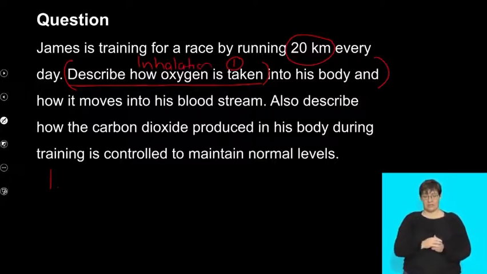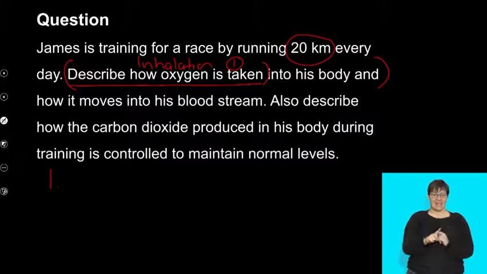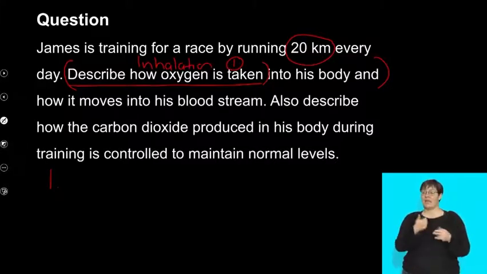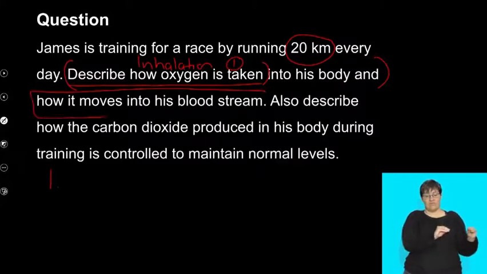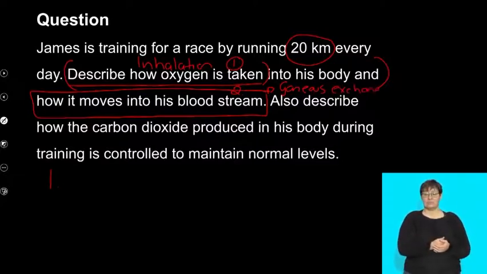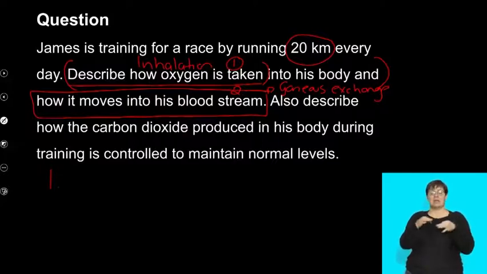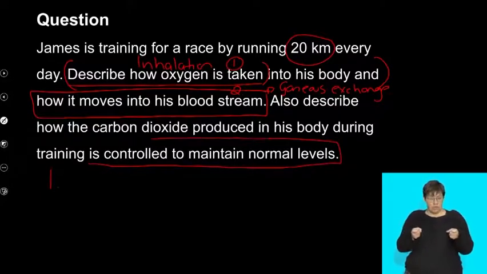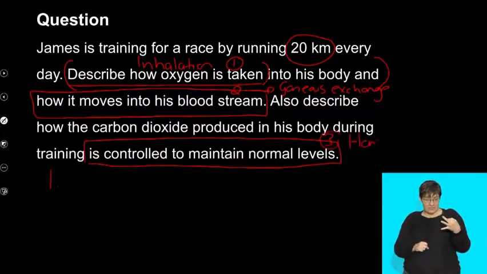So as I said, instead of it becoming an essay question, let's break it down. Then it says how it moves into his bloodstream. There would be a question number 2, and that would be gaseous exchange. That would be the second part of the question. Then the third question: also describe how the carbon dioxide produced in his body is controlled to maintain normal levels. That third long question would then be homeostasis.